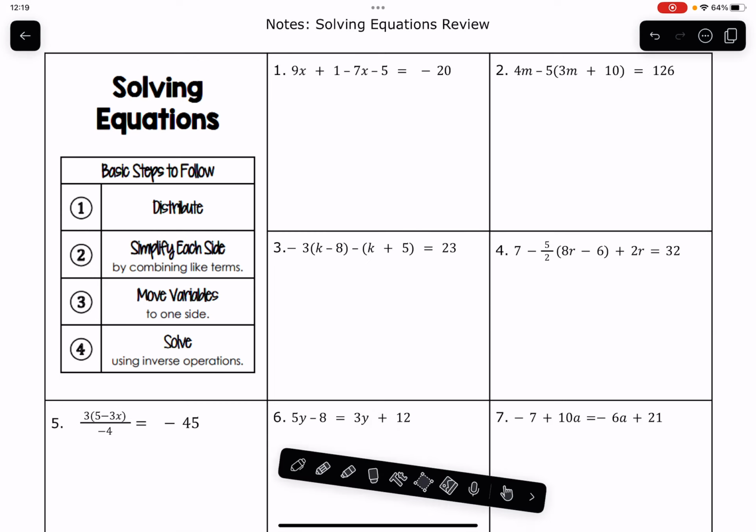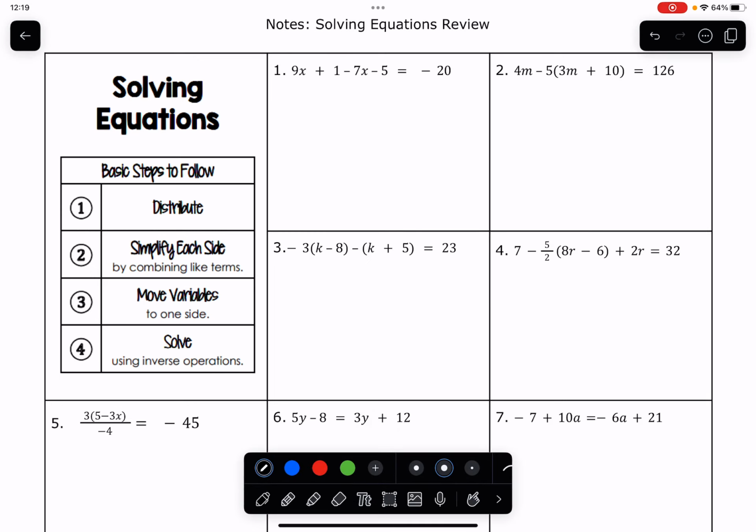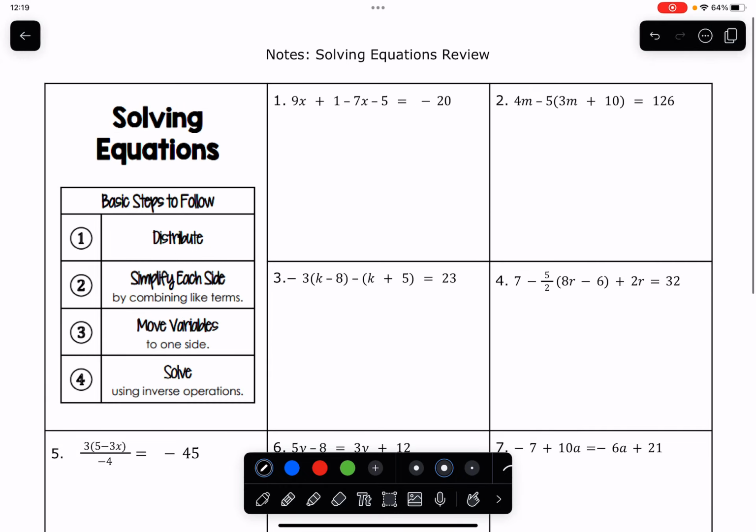Hello, class. In the first lesson of Algebra 2 review, what we're going to do is review solving linear equations. Let's look at the 10 examples that we have here. We'll begin with number 1.